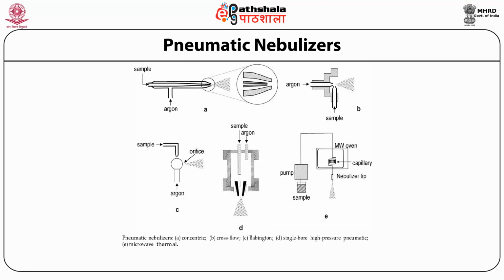A is concentric type of nebulizer, wherein the sample and argon are mixed at a T-point. In figure part B, a cross-flow pneumatic nebulizer is shown, where the sample and the argon gas encounter at 90 degrees to each other. C is a Babington nebulizer. D is single bore high pressure pneumatic nebulizer, and E is microwave thermal.